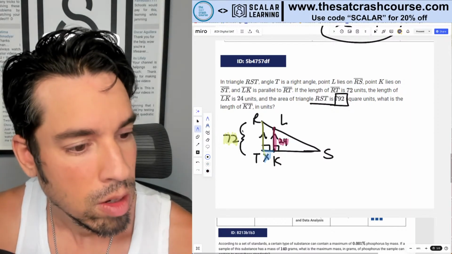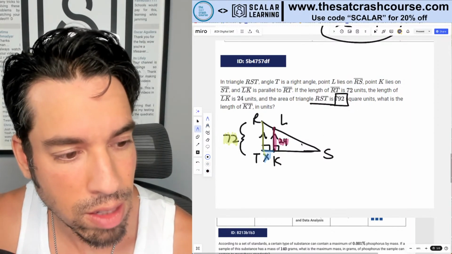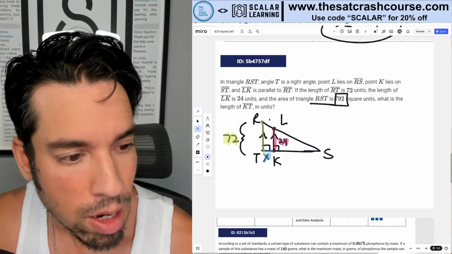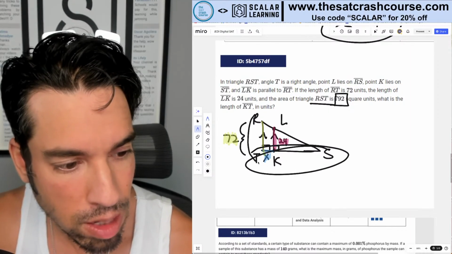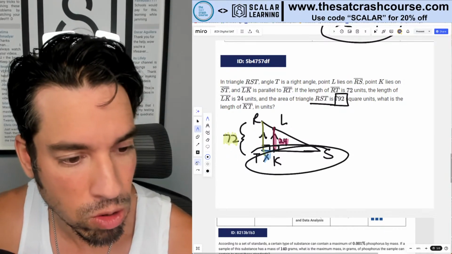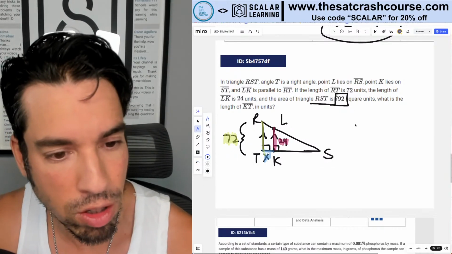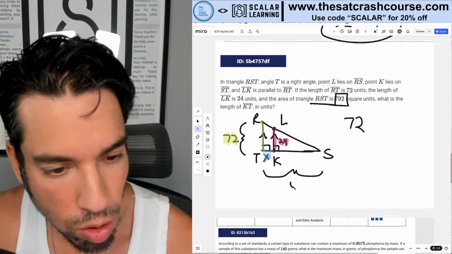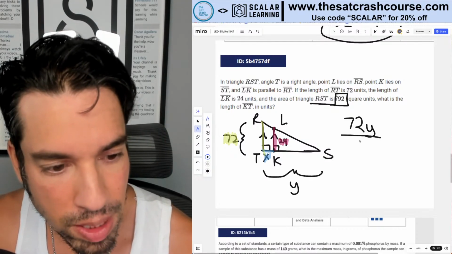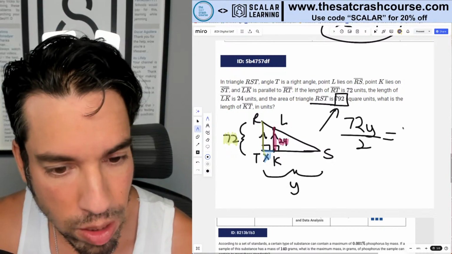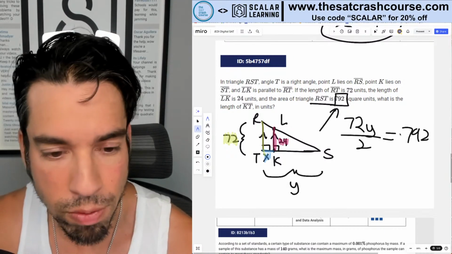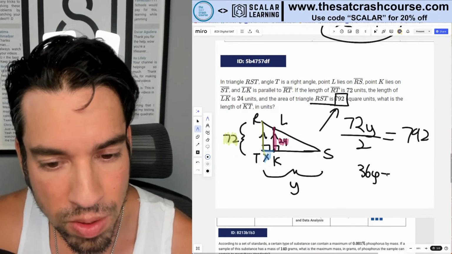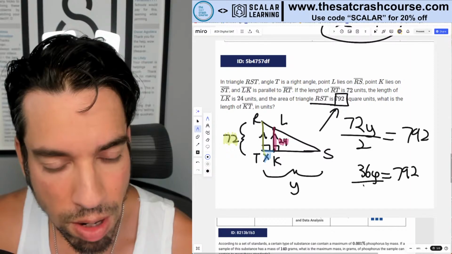Now, it says the area of RST is 792. How can we use that information? Well, I know that base times height, meaning the two sides that form a right angle, divided by 2 is going to give me that area, meaning 72 times an unknown, I'll call it y, divided by 2 is equal to my area, which is right here, 792. This is going to be great to solve for y here. So, 72 divided by 2, which is 36y, is equal to 792. Divide both sides by 36.